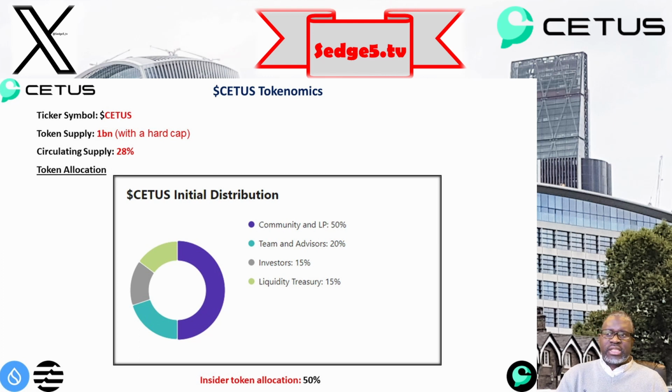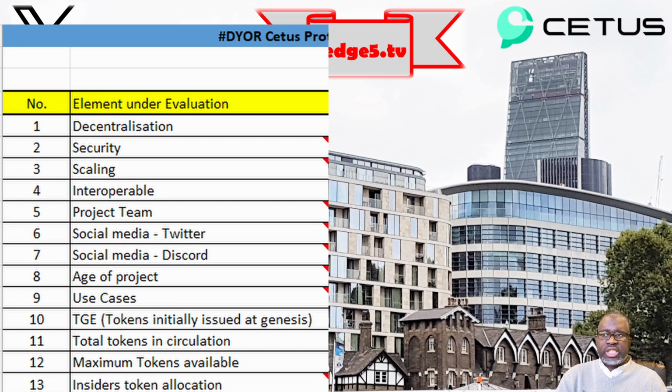Now, let's move on to that section where we are going to be ranking the 13 elements we just briefly reviewed as part of this DYOR or risk evaluation for CETUS and see how it performs. A quick rundown of those 13 elements once more. So we've got decentralization, security, scaling, interoperability, the project team, social media presence via X, and social media presence via Discord. Age of the project, project use cases, tokens issued at project launch, total tokens in circulation at the time of recording, maximum tokens available, as well as inside the token allocation.